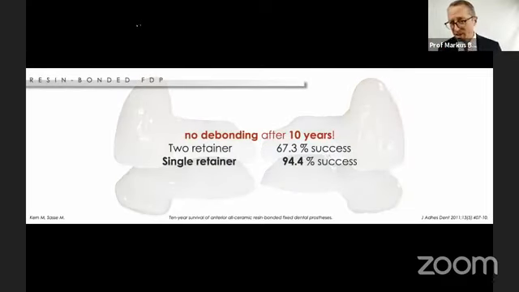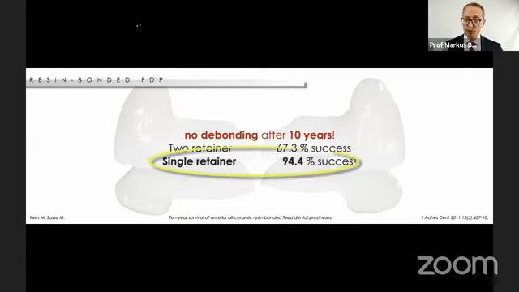And then I hear people say, oh, you cannot bond to zirconia. Well, look at these studies from Matthias Kern's group in Germany and many other groups who looked at this. They can tell you that success rates with resin bonded bridges made out of zirconia are extremely high. After 10 years, almost 95% success rate. So you must be able to bond to zirconia, but you have to know how to do it. And that is the key. Ten years, no debonding, if you do it right.